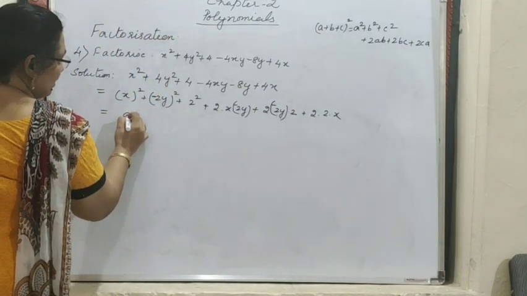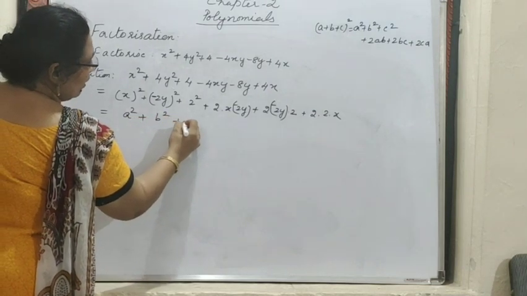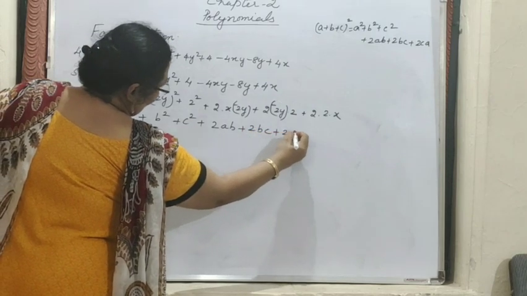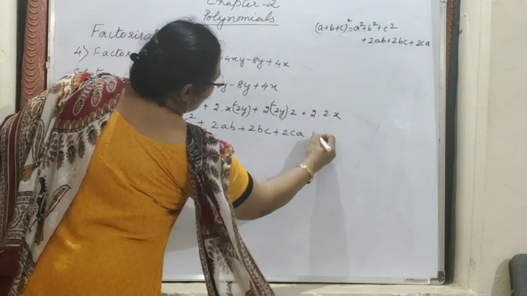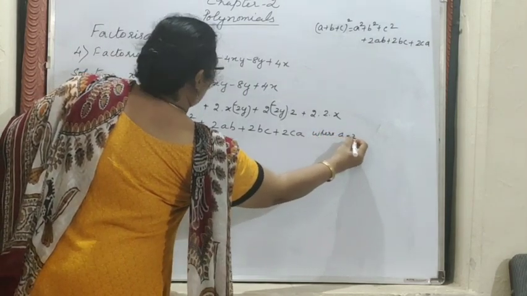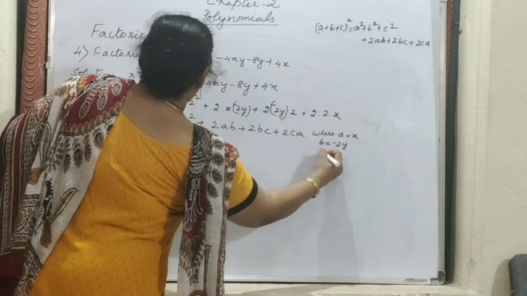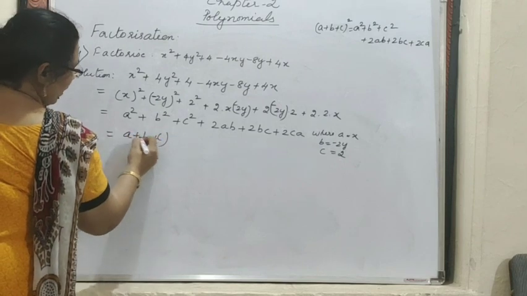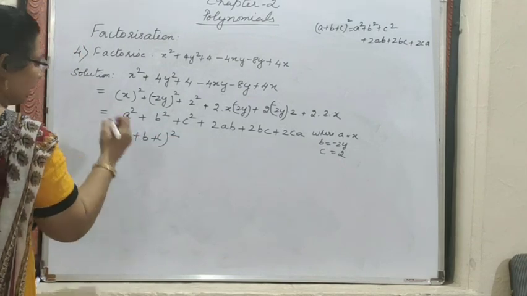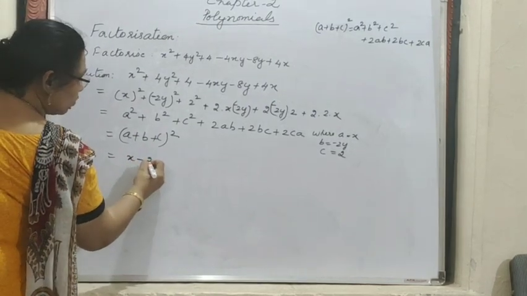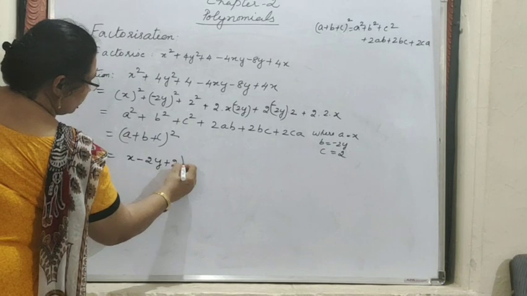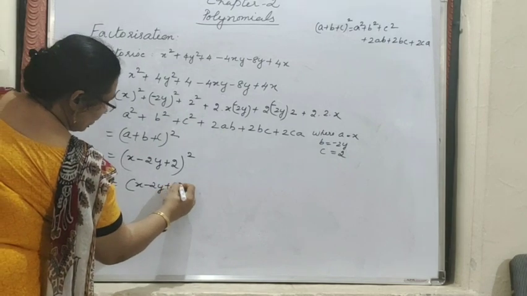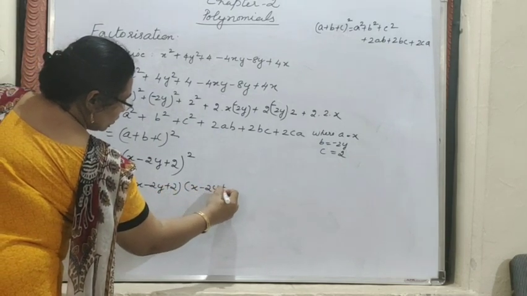So I can write this as a square plus b square plus c square plus 2ab plus 2bc plus 2ca, where a equal to x, b equal to minus 2y and c equal to 2. So this is equal to a plus b plus c whole square. What is a for us? X. What is b for us? Minus 2y. What is c for us? 2. So this is equal to x minus 2y plus 2 into x minus 2y plus 2.